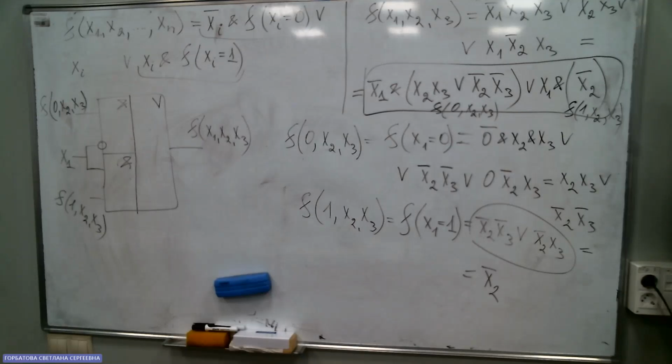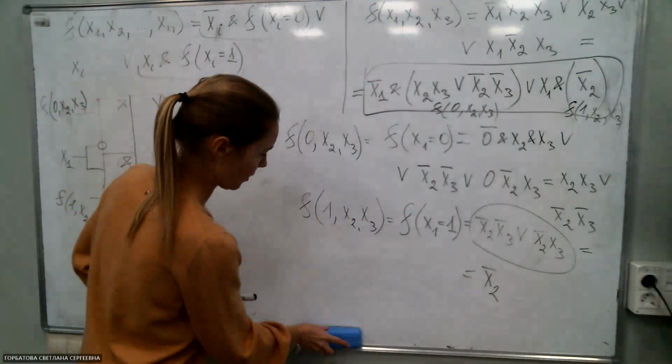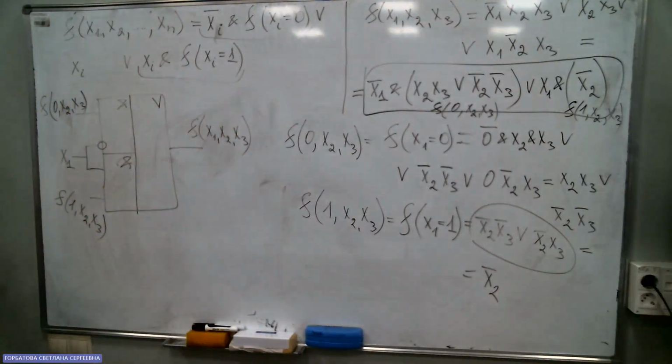Okay, so the ultimate Shannon decomposition. You remember our truth table? We get an expression with disjunction, conjunction, and negation from this truth table.